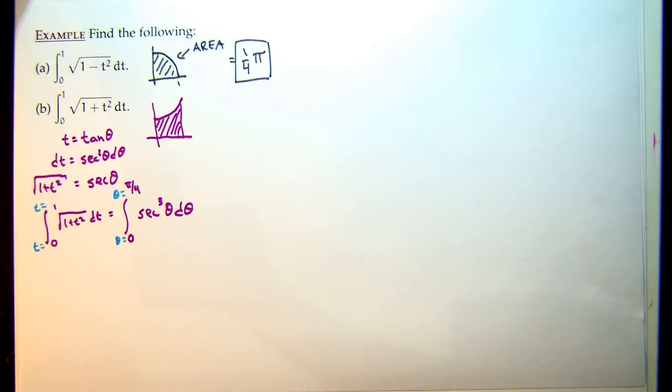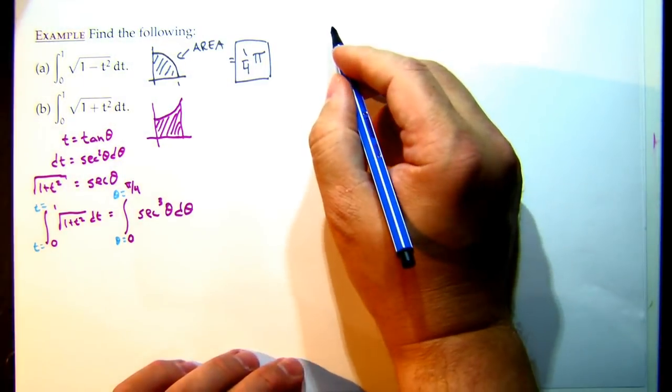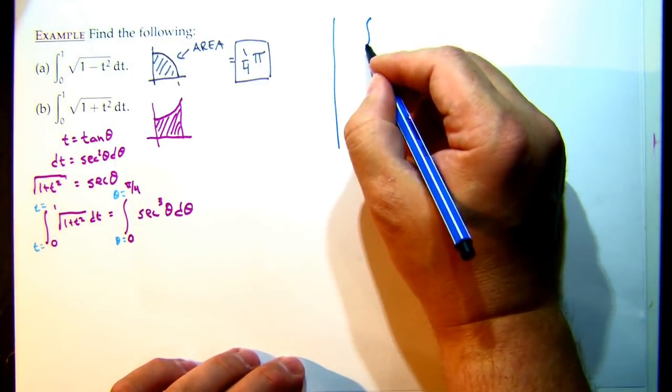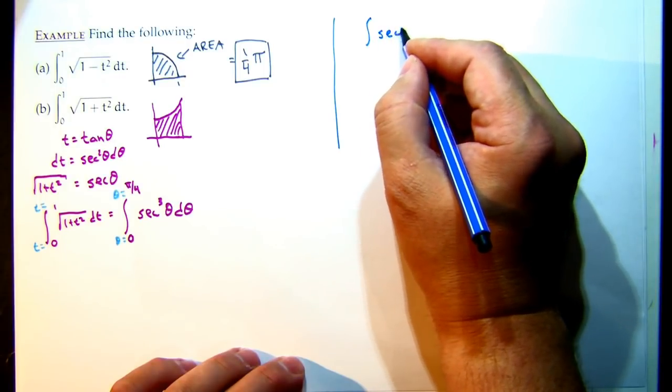And I remember that the last possibility, secant to an odd power, takes some work. How do we get that? Well, let's see if we can remember. So that one, if we were doing secant to an odd power, and in particular, let's just do the antiderivative of secant cubed.